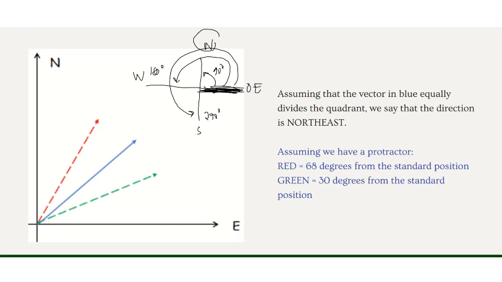Now, going back here, you can see that blue is northeast, so it is 45 degrees. Assuming we have a protractor, for example, we measure from the standard position, from the east. This would be less than 45, of course. So it is 30 degrees from the standard position. How far is it again from the standard position? The red one, from the east or from the standard position, is more than 45, so it is 68 degrees from the standard position.